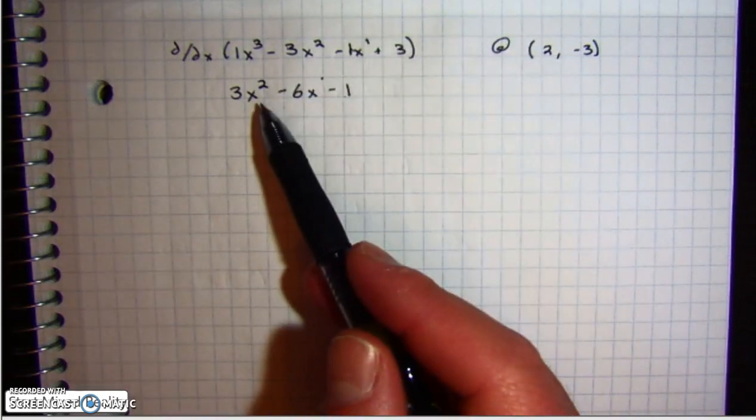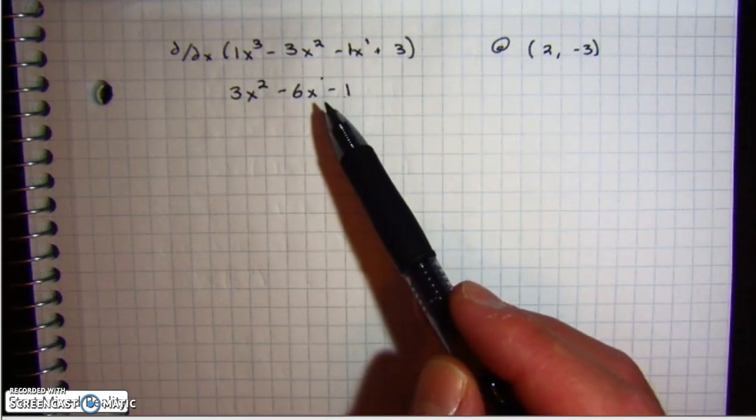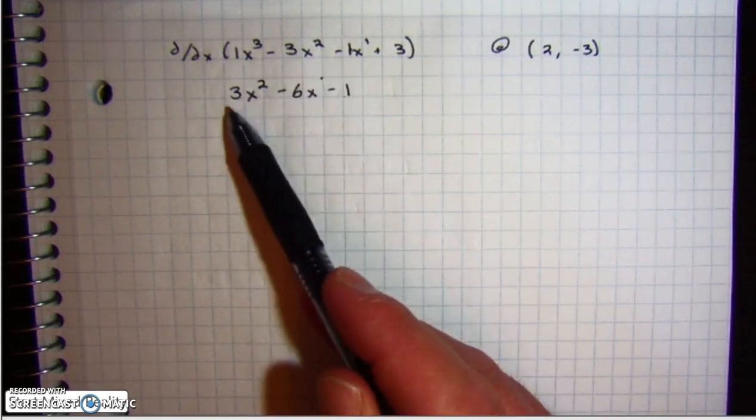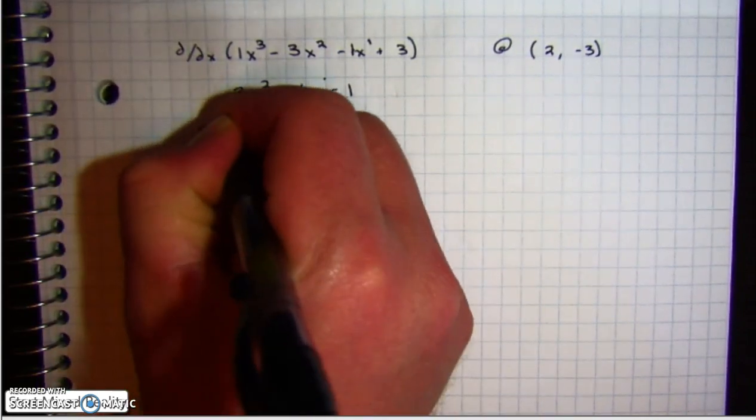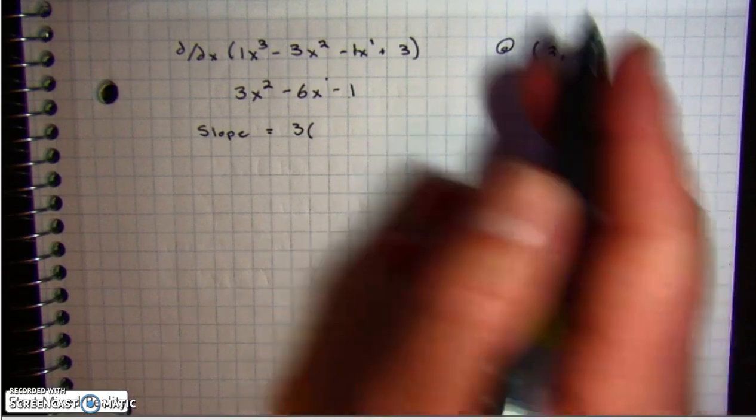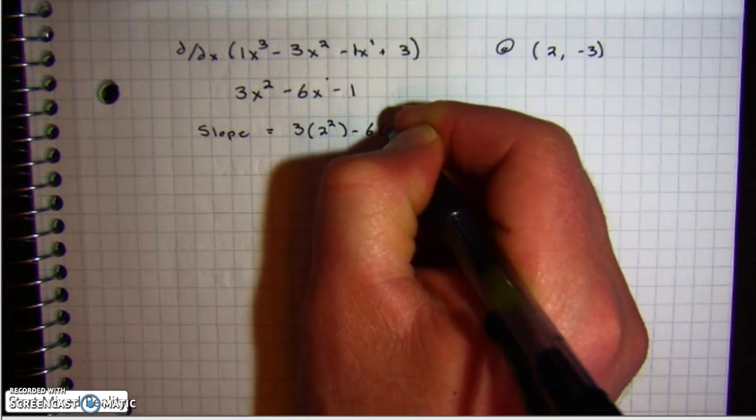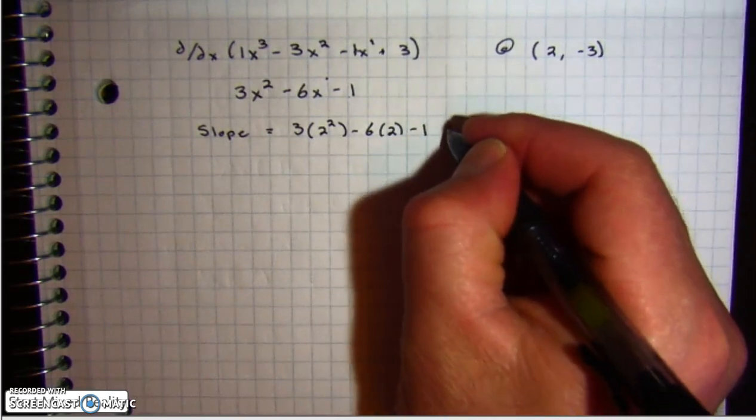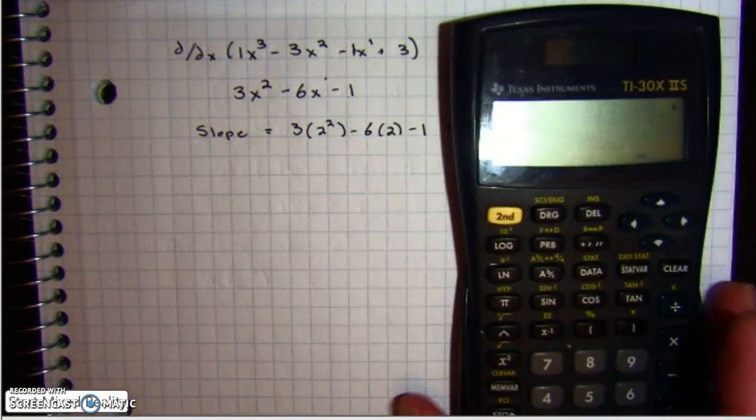So the first thing we've got to do is figure out what the slope is. Remember, this is going to be a straight line. So when we have a straight line, we're going to use y equals mx plus b. So this is going to be our m. This is going to be our slope. So the slope is going to equal 3 times x, and x is 2, squared, minus 6 times 2, minus 1. All right. I'm all about you can use a calculator.